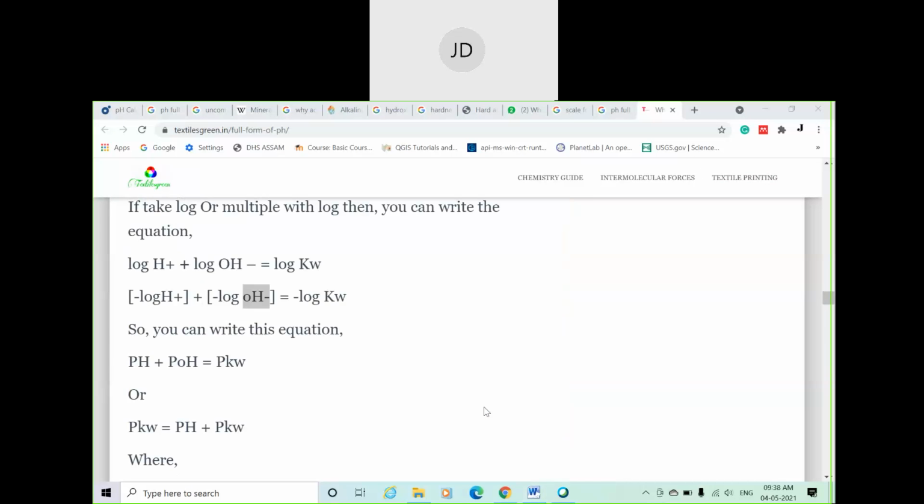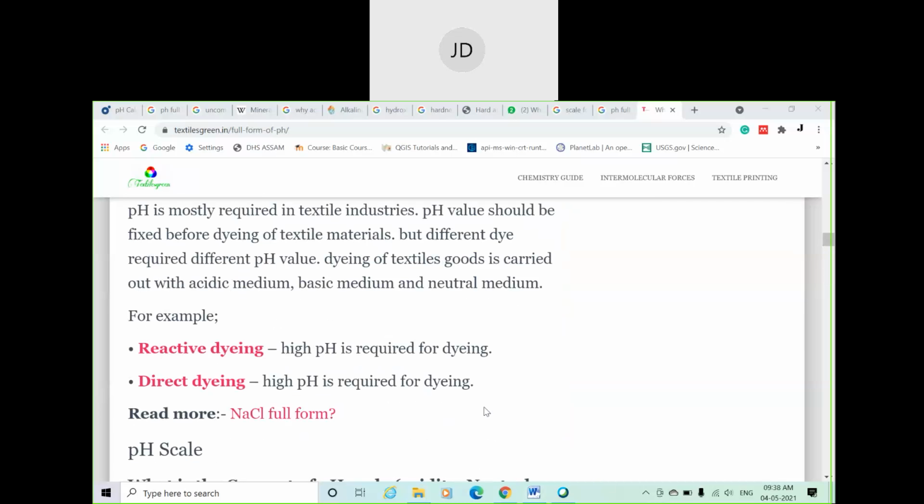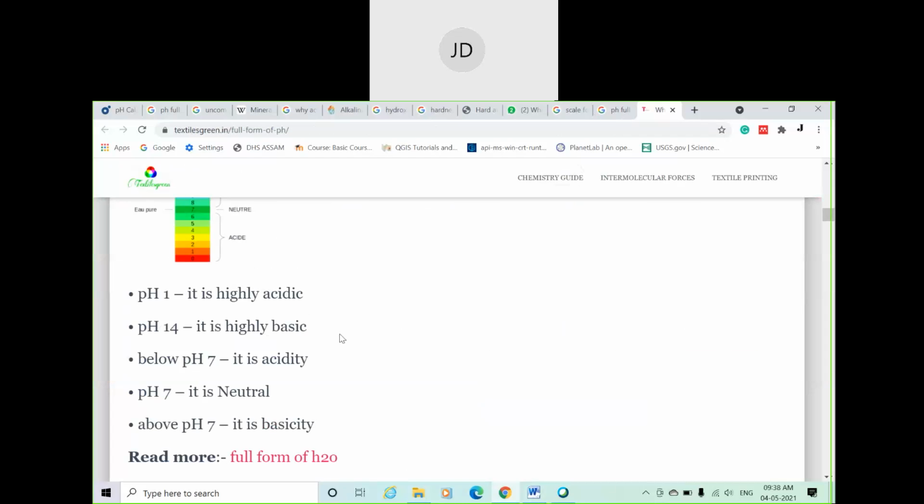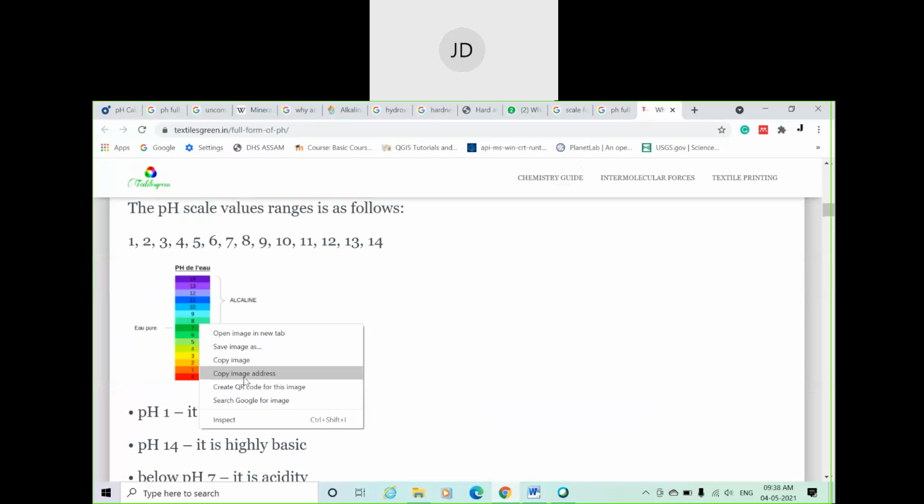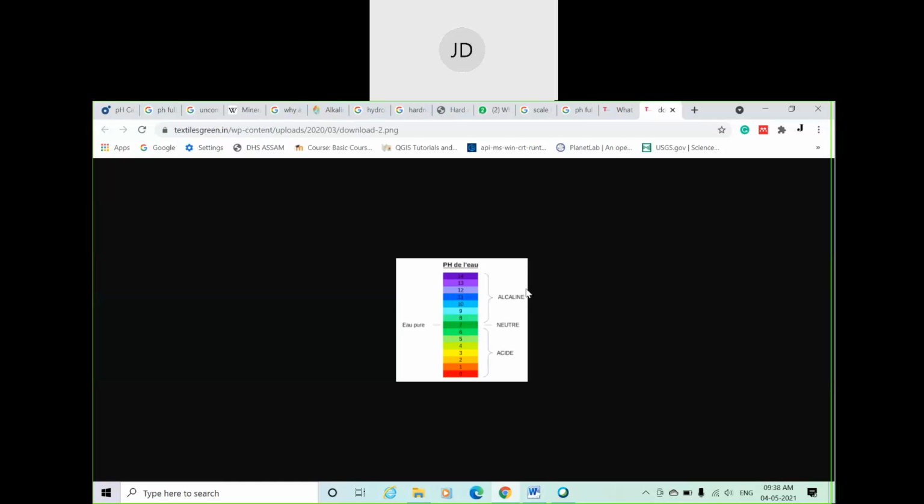Anyway, you can see the scale here. I think somewhere it is a scale. Let me zoom it out. It's not coming. Yeah, here you can see this is a pH scale.